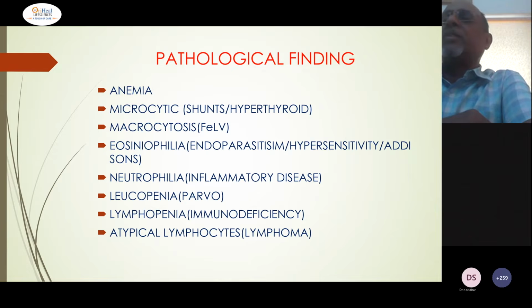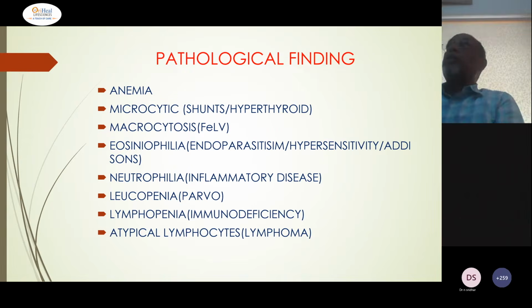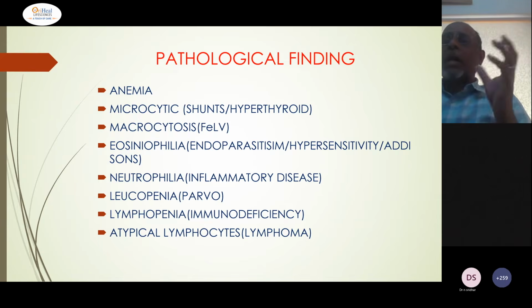Neutrophilia usually suggests a severe inflammatory disease. Leukopenia, viral diseases. Lymphopenia, immunodeficiency like IBD, you got lymphopenia. Then if you have atypical lymphocytes in your blood smear, then you should think about lymphoma. When you think about lymphoma, you also have other lymph glands enlargement. Ultrasound will show you abdominal lymph nodes enlarged, so you can narrow down on your diagnosis.